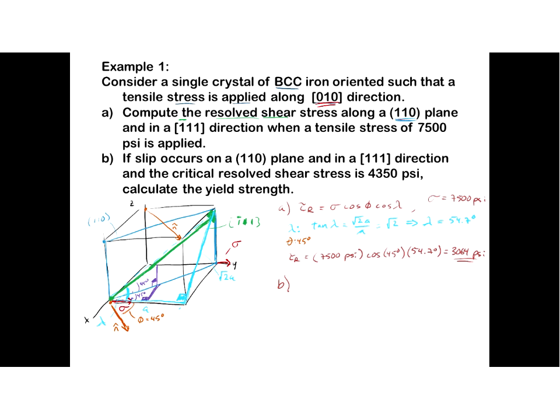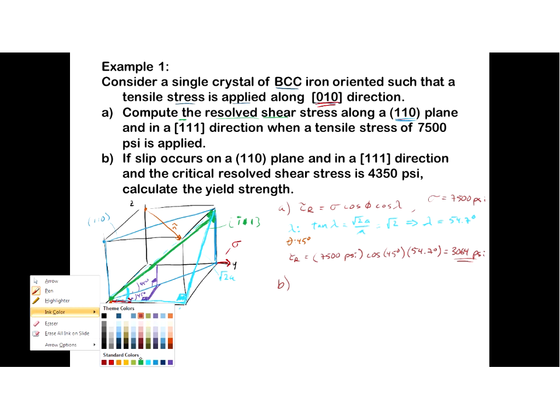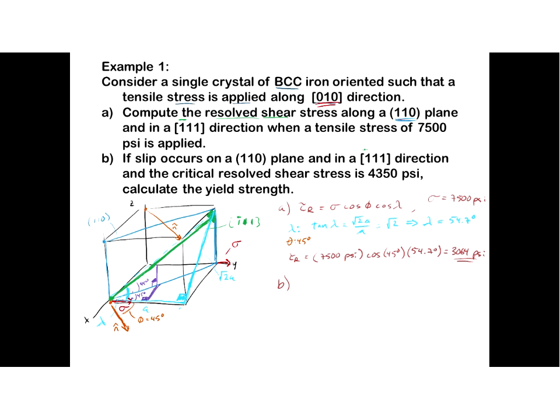So we say if slip occurs on a 110 plane and in a minus 111 direction, and we've just been told the critical resolved shear stress. They said that's 4,350 psi. Find the yield strength.